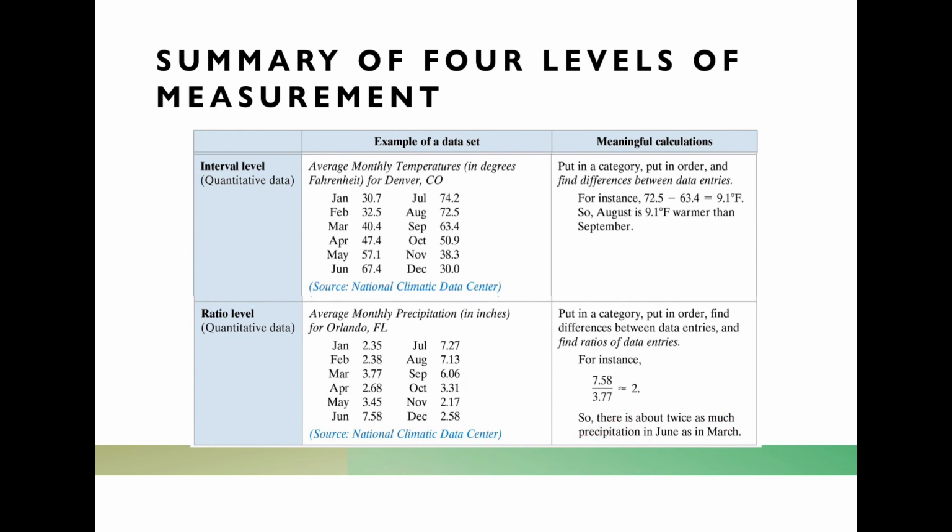And 0 here is really what we would say: 0 would actually have a meaning. It would mean 0 precipitation within that month. And that's the best way to look at the difference between interval and ratio.